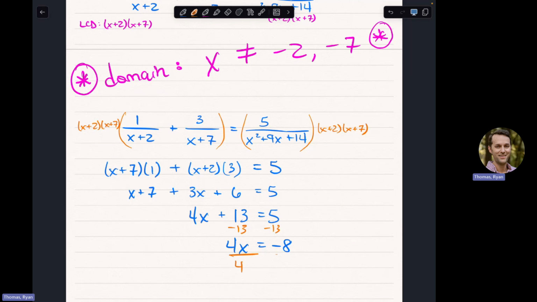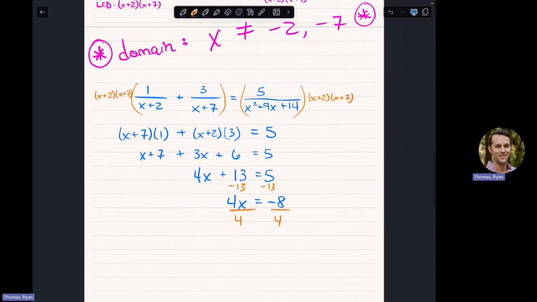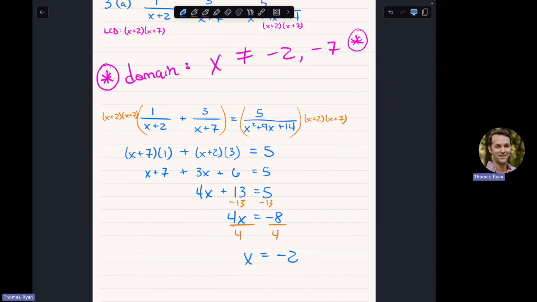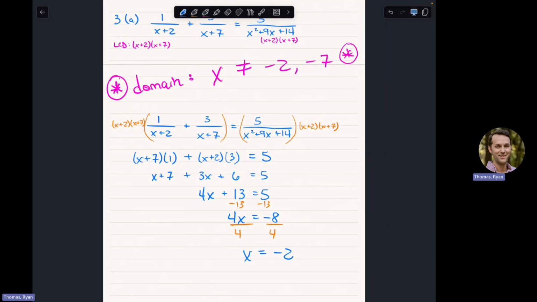Divide by 4. And we get that x is -2. But according to the gigantic pink letters at the top of the page, it can't be. Or, go back and check, however you want to frame that part of things.